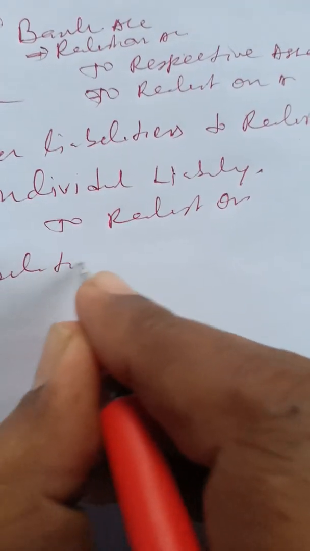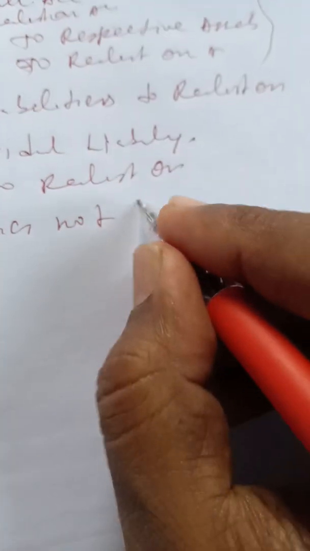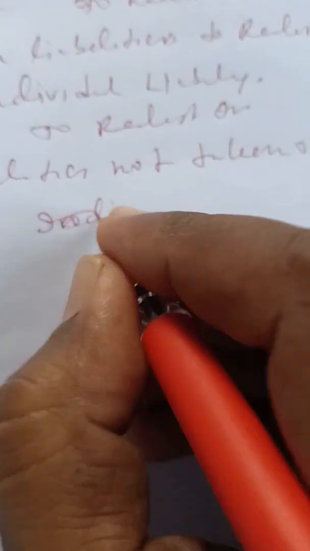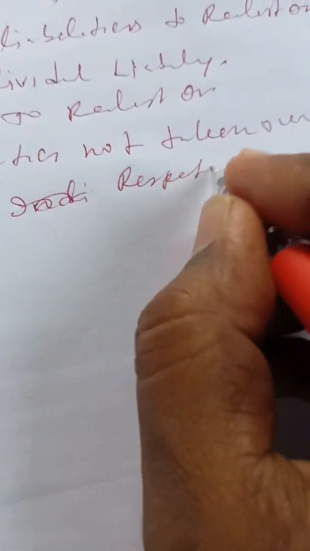The fourth entry: liabilities not taken over by the transferee company. If the liability is not taken over, we have to pay this liability. When the liability is paid, the amount goes out, so we write the respective liability account debit to bank. In the same way, if any difference comes between the liability and the paid amount, it should be adjusted in realization account.